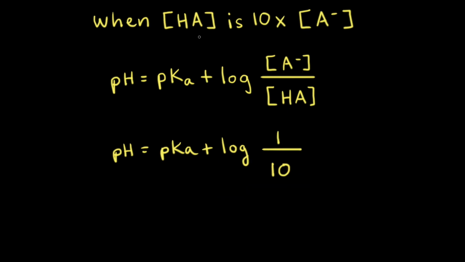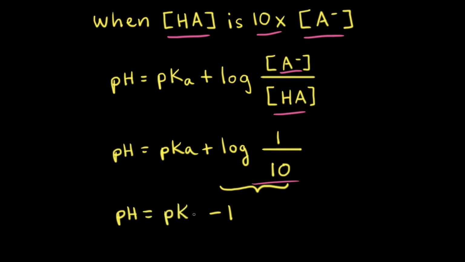Next, let's calculate the pH of the buffer solution when the concentration of weak acid is 10 times the concentration of the conjugate base. Looking at the Henderson-Hasselbalch equation, if the concentration of HA is 10 times the concentration of A-, the ratio is equal to 1 over 10. And the log of 1 over 10 is equal to -1. Therefore, the pH of the buffer solution is equal to the pKa value of the weak acid minus 1. This value for the pH represents the lower limit of the effective pH range.